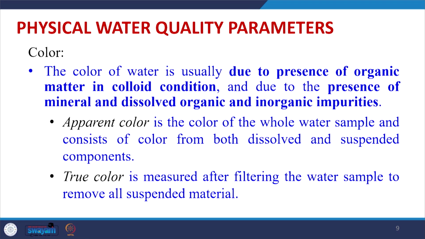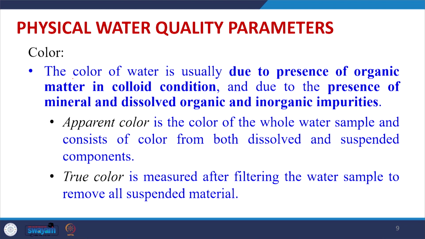Then in the physical water quality parameters, color is also an important parameter, and color is also important for biological treatment of water. In particular, if the water is generated in industry like textile and we are performing a biological treatment process, we have to measure the color removal efficiency also. So color measurement is very important, and color removal efficiency measurement is foremost important for the treatment process.